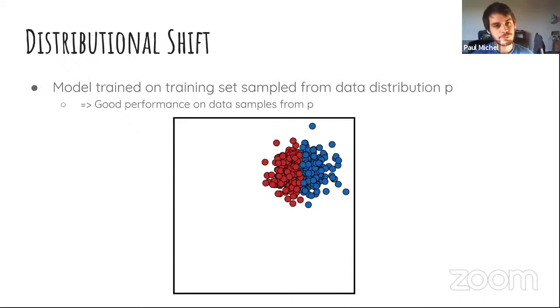What I refer to when I talk about distributional shift is this: usually in machine learning and in NLP, we train our models on data sampled from a data distribution, P, right? And then we evaluate performance on test data sampled from this same distribution P. So we have training data, validation data, test data, everything from the same distribution. And we have some guarantees, or at least an idea, of generalization within the same distribution.